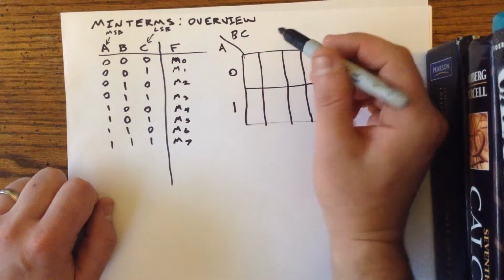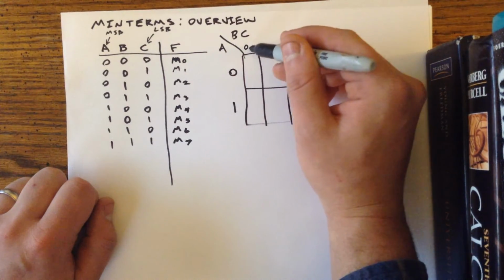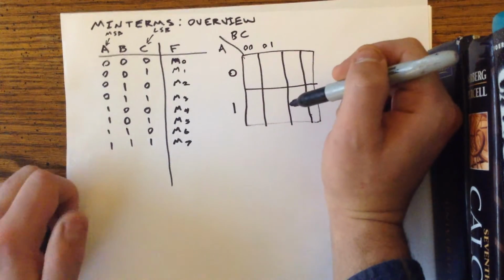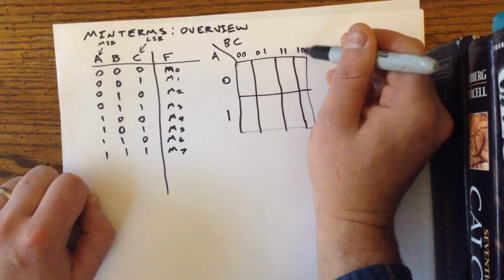So let's say, since we have 2 up here, B and C, I'm going to start with 0, 0, 0, 1, and then here's kind of a curveball. It goes 1, 1, and then 1, 0.